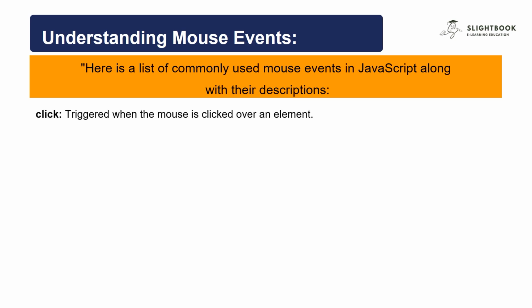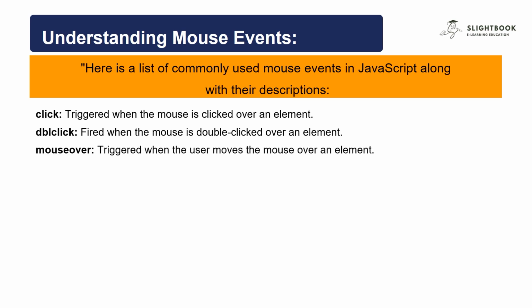click, triggered when the mouse is clicked over an element. dblclick, fired when the mouse is double-clicked over an element. mouseover, triggered when the user moves the mouse over an element. mouseout, fired when the user moves the mouse out of an element.